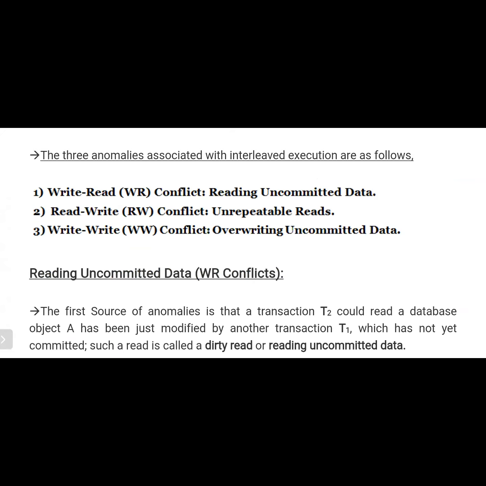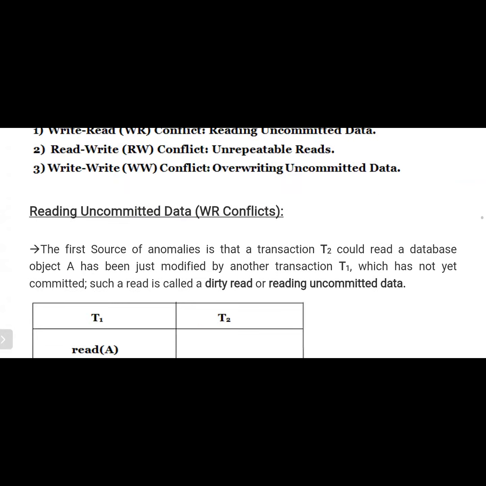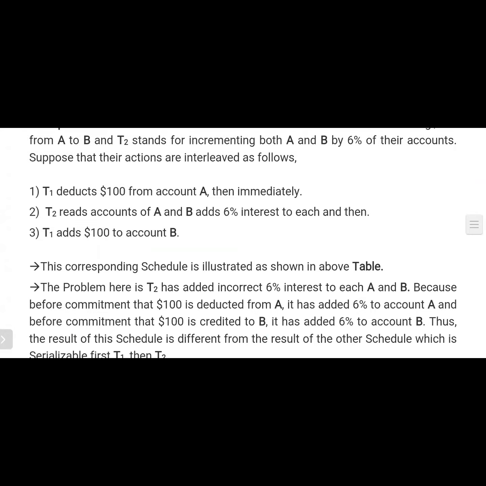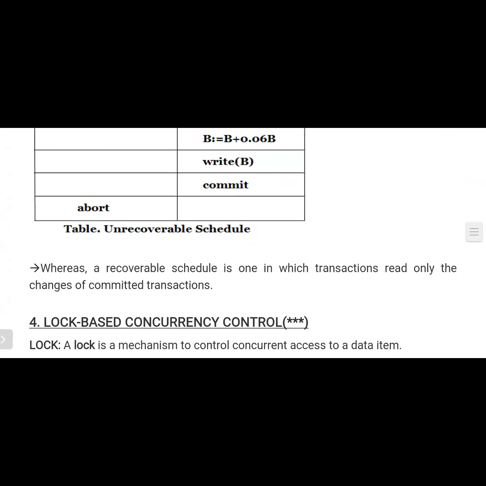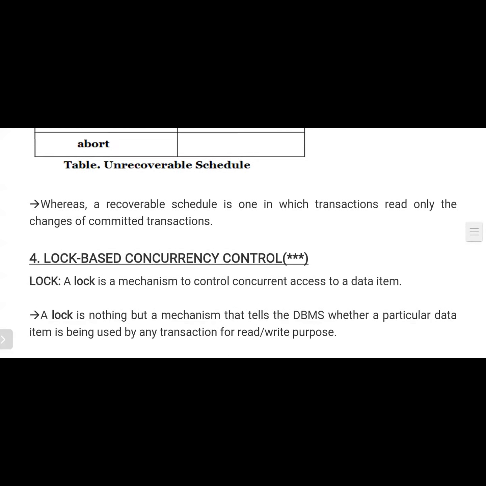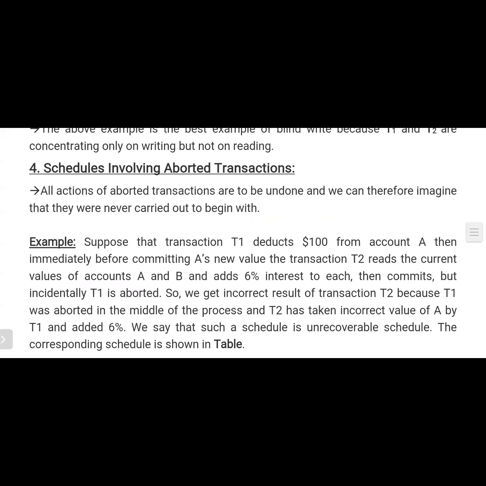Write-read conflict. So that means here occurring the reading of uncommitted data. Okay. In the case of read-write, that is nothing but unrepeatable reads. If it is write-write, it is nothing but overwriting uncommitted data, at the same time blind writes also. Okay. So these types of problems occur when we are allowing the interleaved executions.